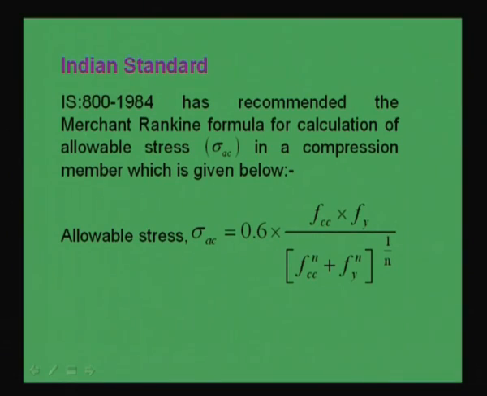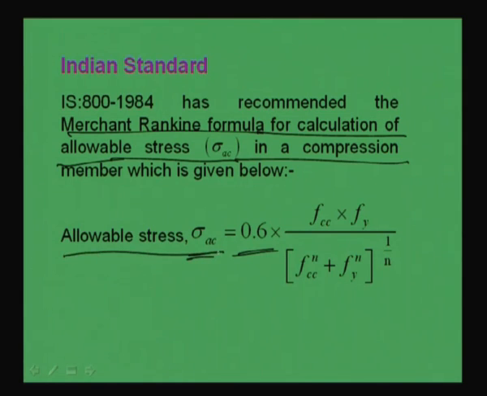Now in IS 800-1984, the Merchant Rankine formula has been recommended with some modification, that is, the factor is considered as 0.6, right. So the allowable stress sigma AC in a compression member is equal to 0.6 × fcc × fy by (fcc^n + fy^n) whole to the power 1 by n. This is the allowable stress on a compressive member which undergoes buckling and crushing, meaning due to direct stress and due to buckling.